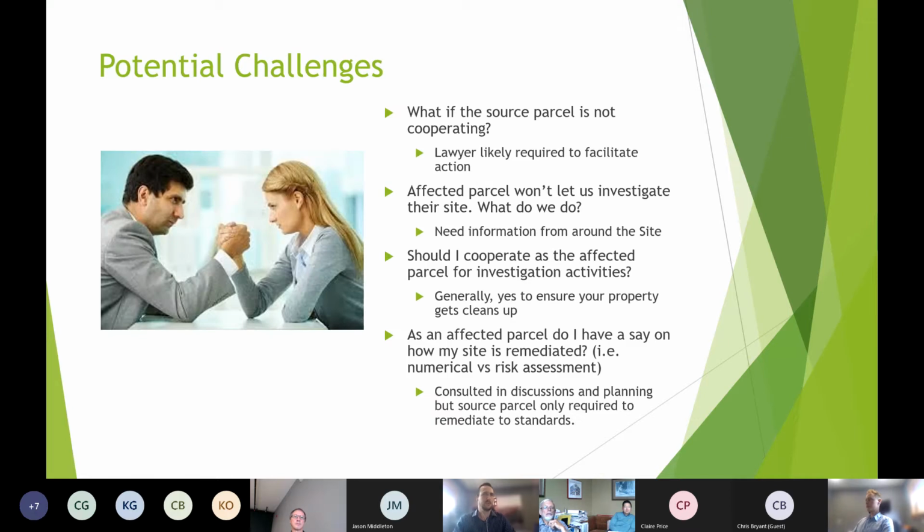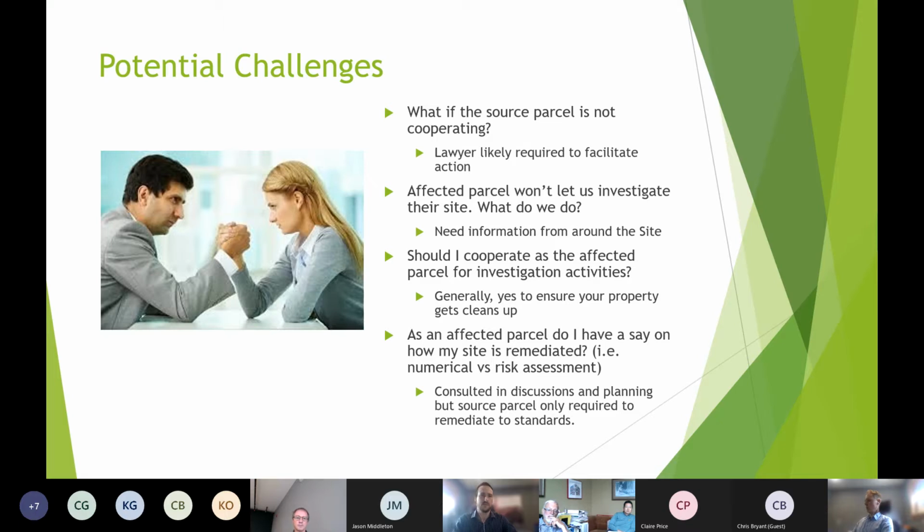Obviously, when you're dealing with multiple parties, there could be some potential challenges. One of those might be: what if the source parcel is not cooperating? If the source parcel is not cooperating in terms of advancing the remediation activities at the affected parcel, a lawyer should be retained to determine the best course of action against that parcel. We can try to negotiate and stuff like that, but sometimes a lawyer is the best route to ensure your interests are upheld.